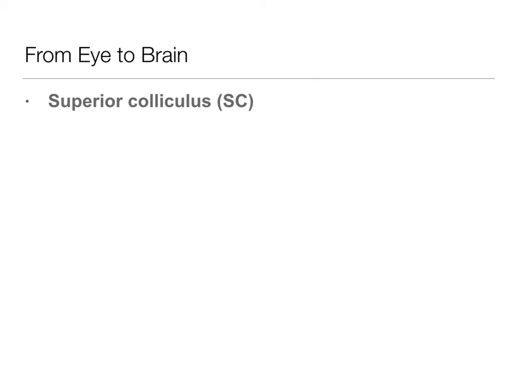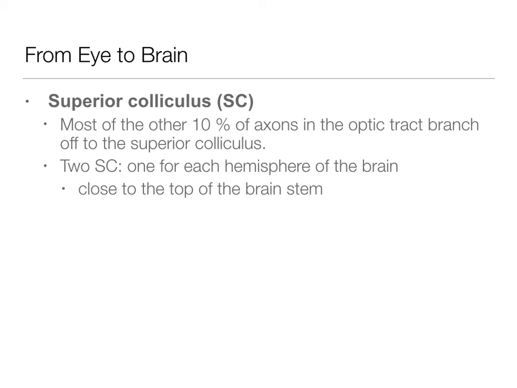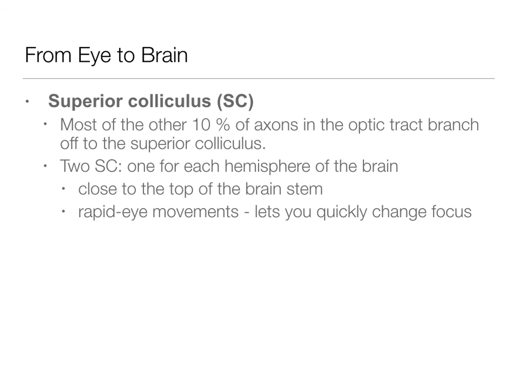The last part of the brain that we want to talk about before we get to the primary visual cortex is the superior colliculus. Now, I said 90% of those RGC axons go to the LGN. Well, what happens to the other 10%? They go to the superior colliculus. So most of that other 10% end up here. There are 2 superior colliculi, just like there are 2 LGNs, one for each hemisphere of the brain. They're pretty close to the top of the brainstem, and they're involved in rapid eye movements. We'll talk about that later on in a subsequent chapter.